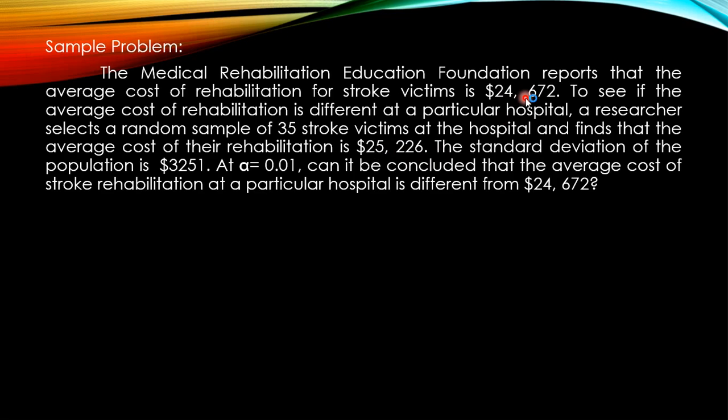So medyo malaki kumpara dun sa average na singil sa rehabilitation ng stroke victims. Sa ibang mga hospitals, yung average ng singil sa karamihan ng mga hospital sa lugar na yan ay 24,672 lang. Pero sa isang hospital, 25,226. Masyado bang malaki yan? Kasi parang halos 1,000 dolyar ang difference. So meron kayang difference?